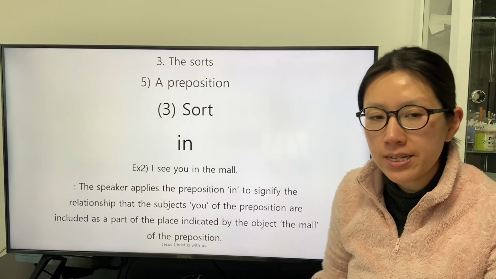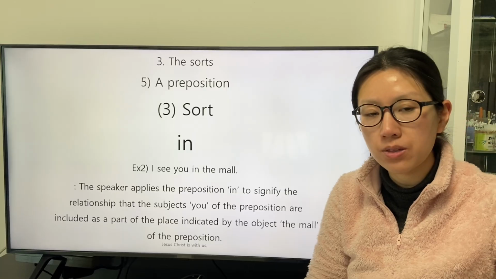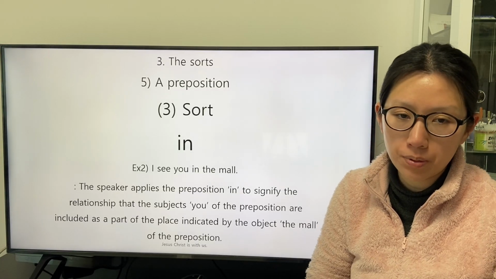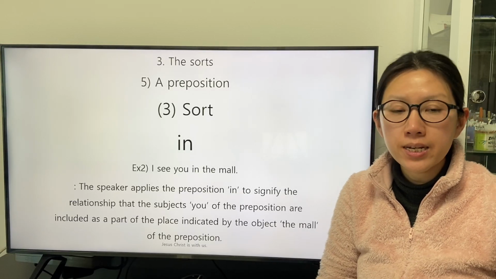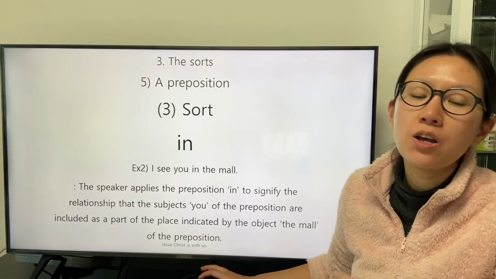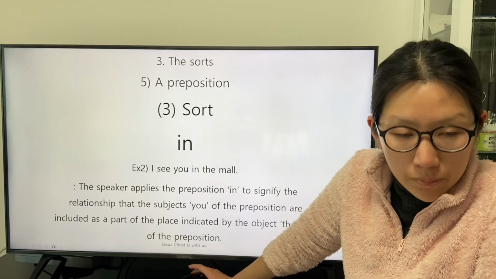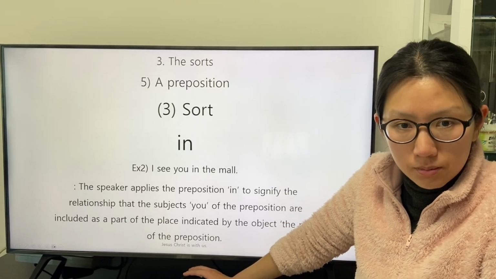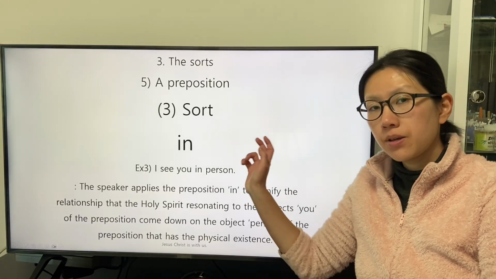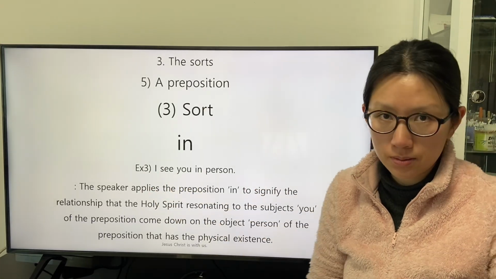The speaker applies the preposition in to signify the relationship that the subject you of the preposition are included as a part of the place indicated by the object, the mall, of the preposition. There is the third clause. I see you in person.